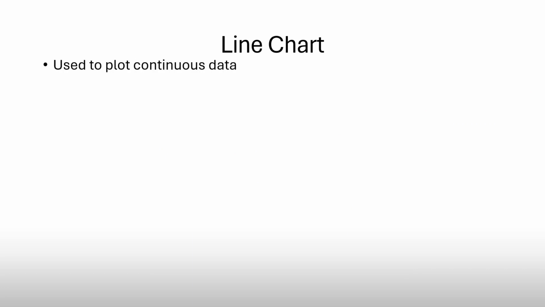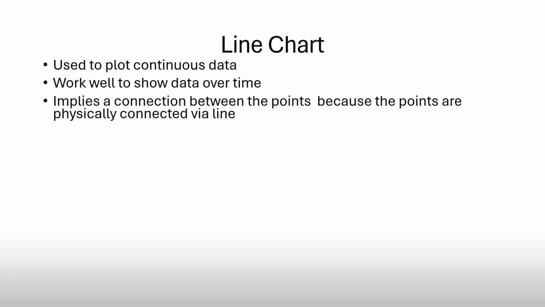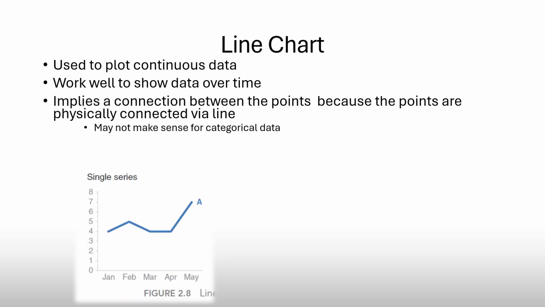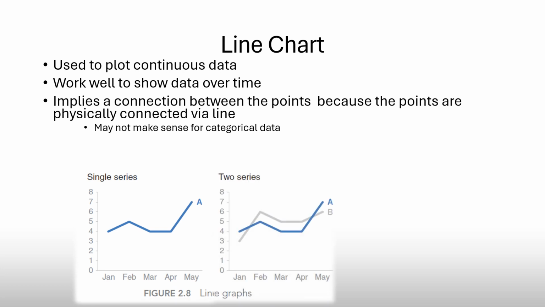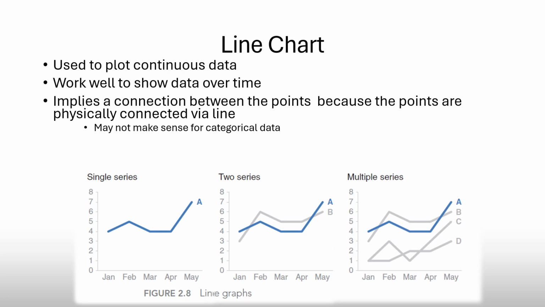A line chart is used to plot continuous data. It works well for data over time, and it implies a connection between the points because the points are physically connected via the line. You may not want to use a line chart for categorical data. It would not make sense. Here we have a single series. Here we have two series, two lines on the same chart. And here we have multiple series. We have 4 lines on the same chart.